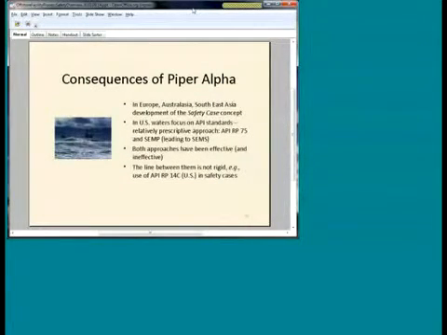Consequences of Piper. As I said earlier, in Europe, Australasia, and Southeast Asia, we developed the safety case concept. In the US, there was more of a focus on API standards. But I think it's important not to draw a bright shining line between these two. For example, the safety cases in the North Sea draw heavily on RP 14C, which Esther already described a little bit.